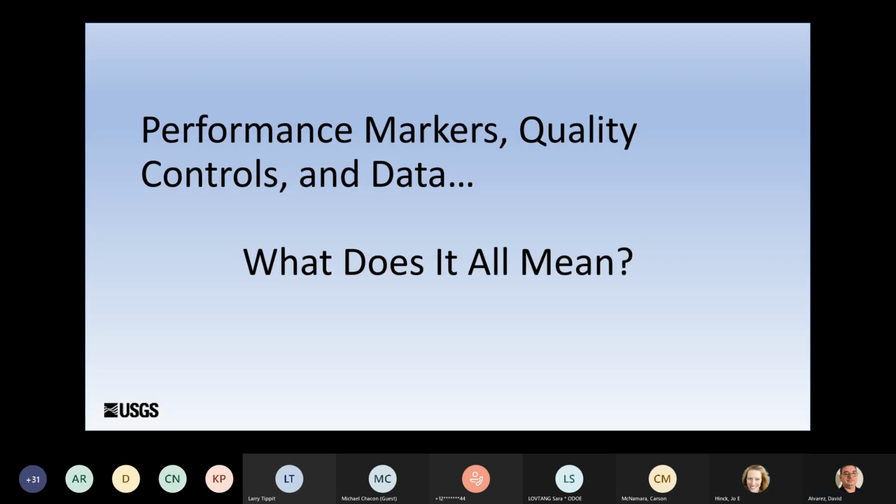Performance markers, quality controls, and data. What does it all mean? Using passive samplers in the field is relatively straightforward. You put it out, secure it, you walk away, you come back after a certain amount of time, take it back to the lab. There's always things that are trickier, but for the most part, it's straightforward. However, passive samplers can be complicated, as far as understanding some of the different techniques that are important to improve the performance, understanding the quality controls that you'll be using, and how to work with the data afterwards.